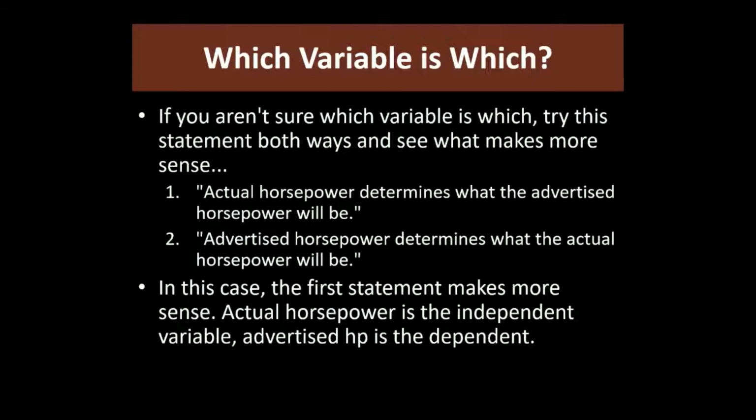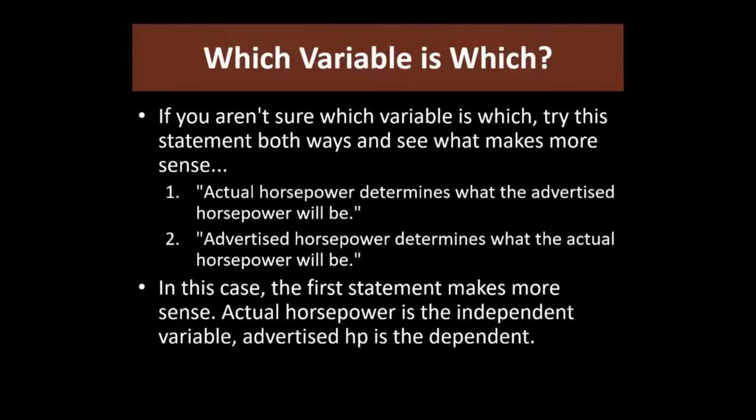Statement one: the actual horsepower determines what the advertised horsepower will be. So the advertising agent says, okay, I know what the horsepower is, this is what I'm going to advertise it at. That seems to make sense. The second one says: advertised horsepower determines what the actual horsepower will be. So that's like me walking up to a car and saying, hey, you're 800 horsepower, and then the car is all of a sudden a higher horsepower than it was before. Your advertising changed what the car actually does. Okay, that seems kind of ridiculous.